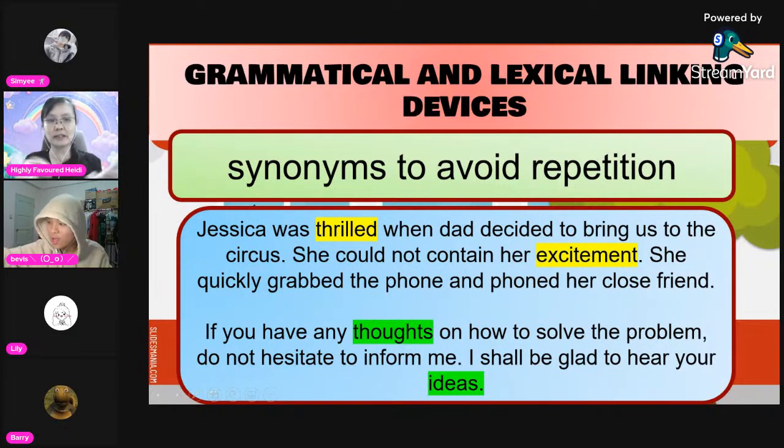Okay, so she quickly grabbed the phone and phoned her friends. Maybe you don't want the two "phone" there. You can say she quickly grabbed the phone and called her friends. Also, after that, instead of saying "thoughts" and "thoughts", you can use "thoughts" and "ideas", to avoid repetition. If you have another word to replace "thoughts", why not? So this one is under cohesive devices as well.